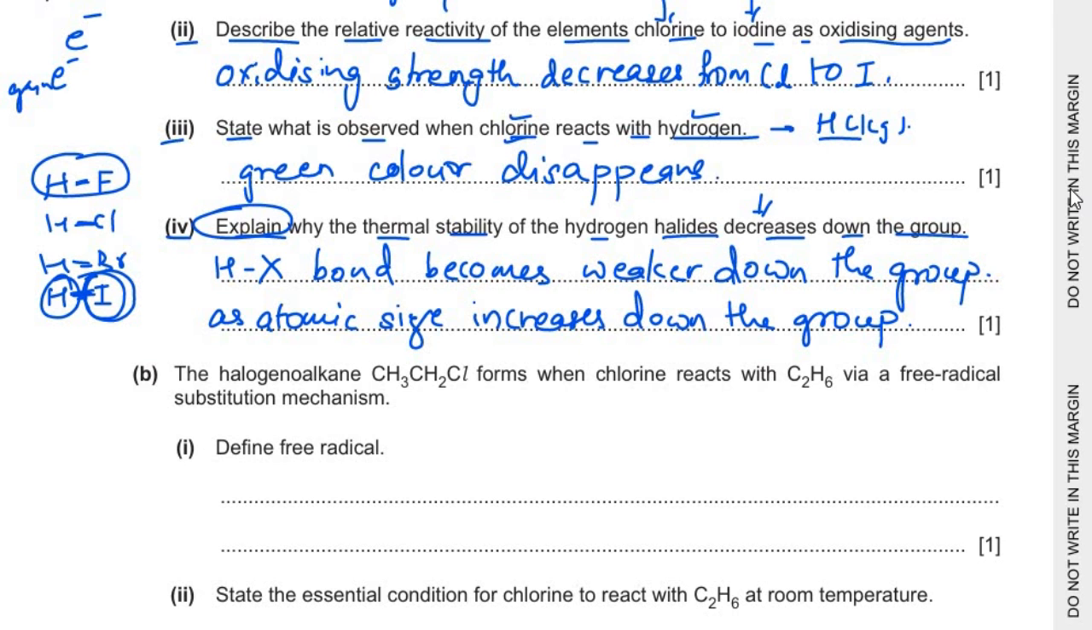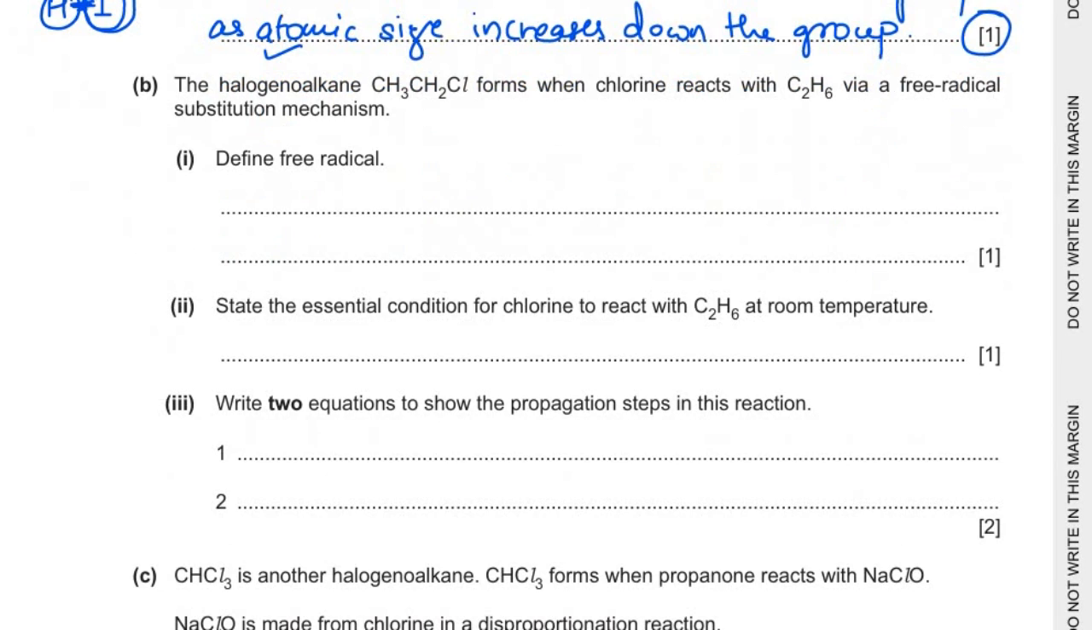We have already given one reason, that the HX bond, that is the covalent bond, becomes weaker, but then we are explaining one more point. Maybe because it's just 1 mark, the second point is not required, but as we have the space, to be on the safer side we can write it. Okay, so B is the next sub question.